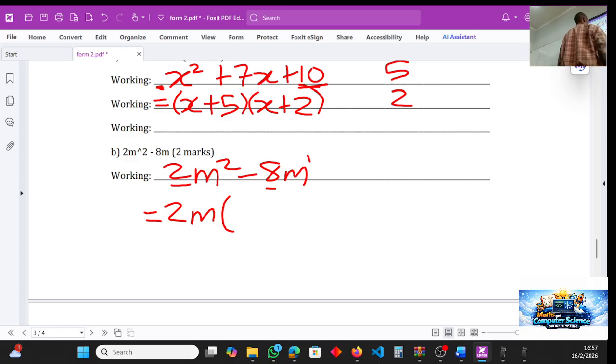Then I open my bracket and try 2m squared divided by 2m. The 2's will cancel. Then m squared divided by m, I'll use the second law, where I'll say 2 minus 1 to give me a 1. Minus 8m divided by 2m, that will give me a 4. So that's my factors.